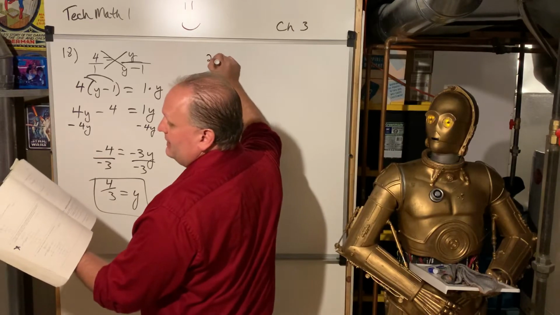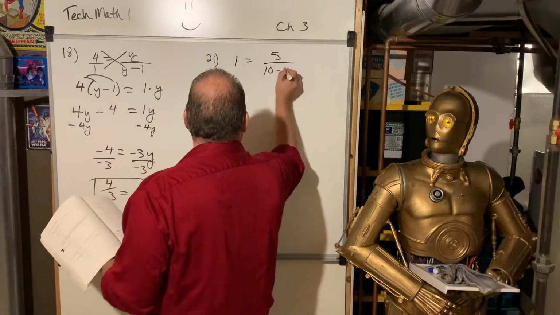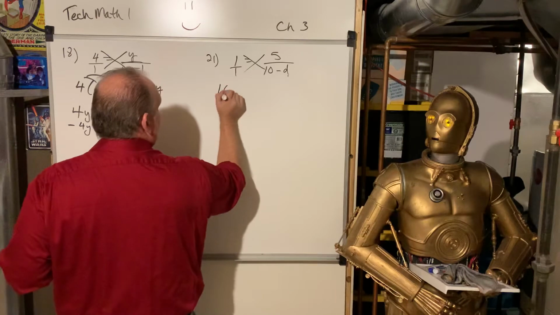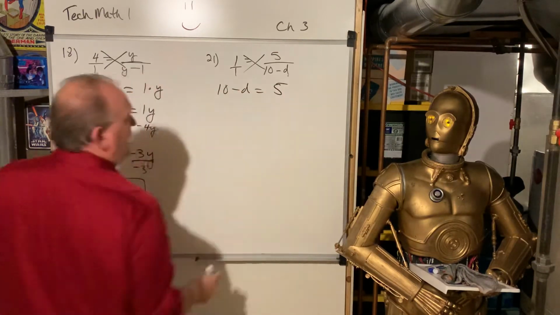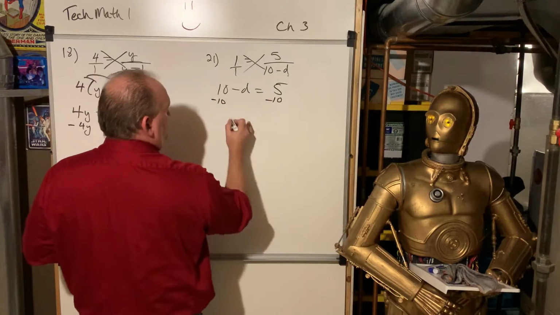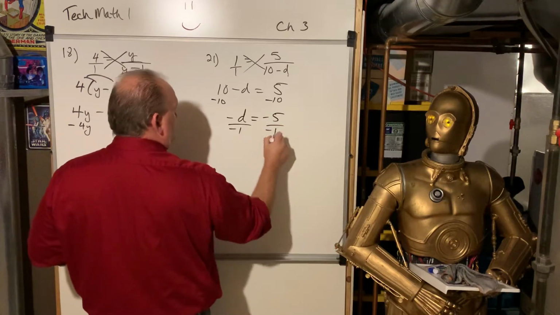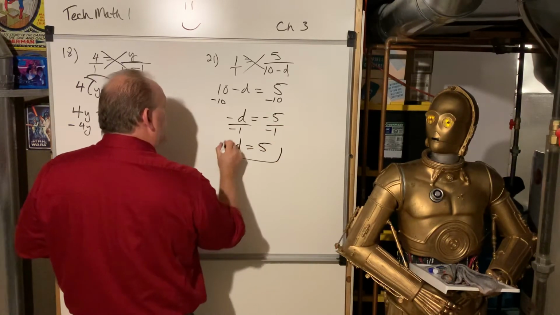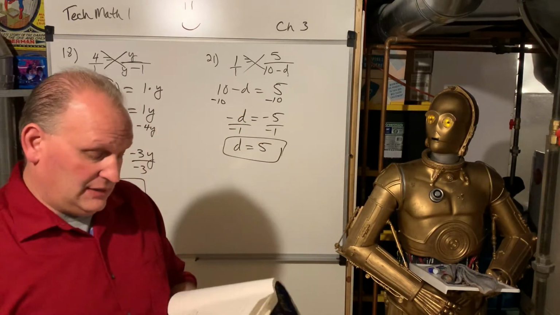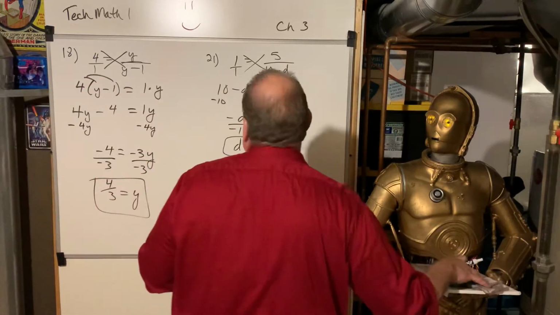And then the last one I want to do in that section, 21, is 1 equals 5 over quantity 10 minus d. Again, cross multiply and solve. So we have 10 minus d is equal to 5. Just get all the numbers to the right side. Negative d is equal to negative 5, and then divide by negative 1. Be careful about losing that negative. Lots of students forget about that little detail. And math is all about the detail. All right? So that was 3.1.